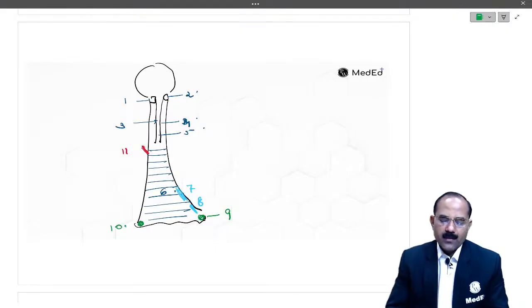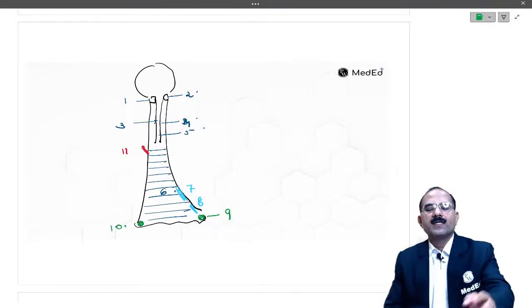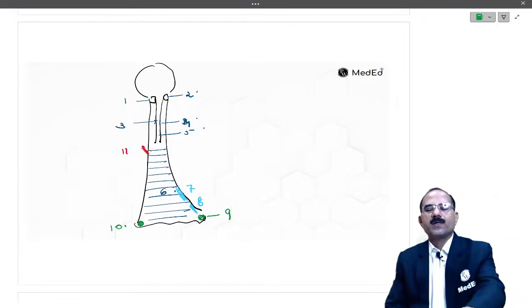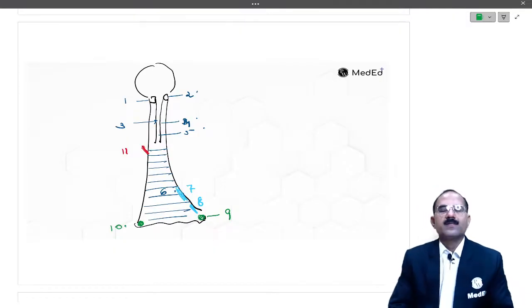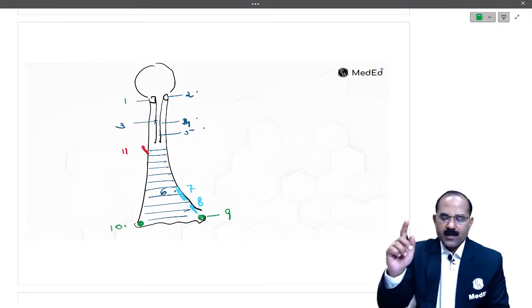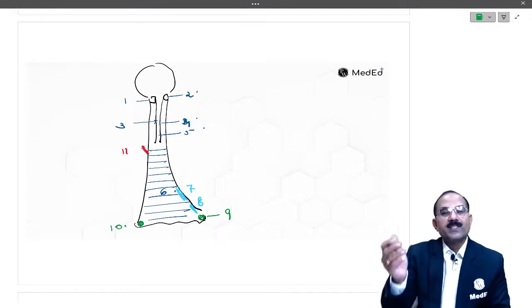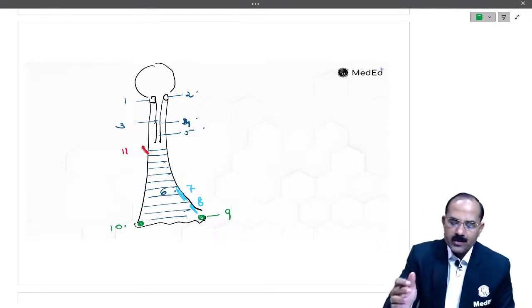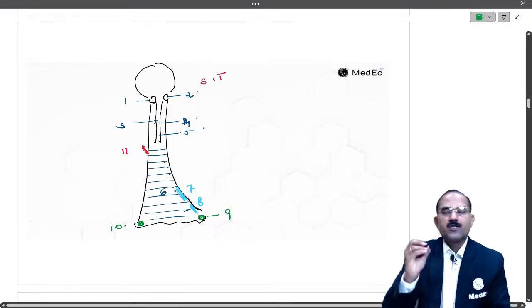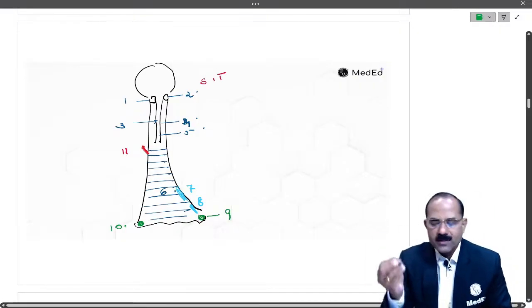One is the lesser tubercle. Two is the greater tubercle. So what is attached to the lesser tubercle? Subscapularis. Number one is subscapularis. Two is what? Two is the greater tubercle. The greater tubercle has 3 impressions: 1, 2 and 3. Supraspinatus, infraspinatus, teres minor, right?